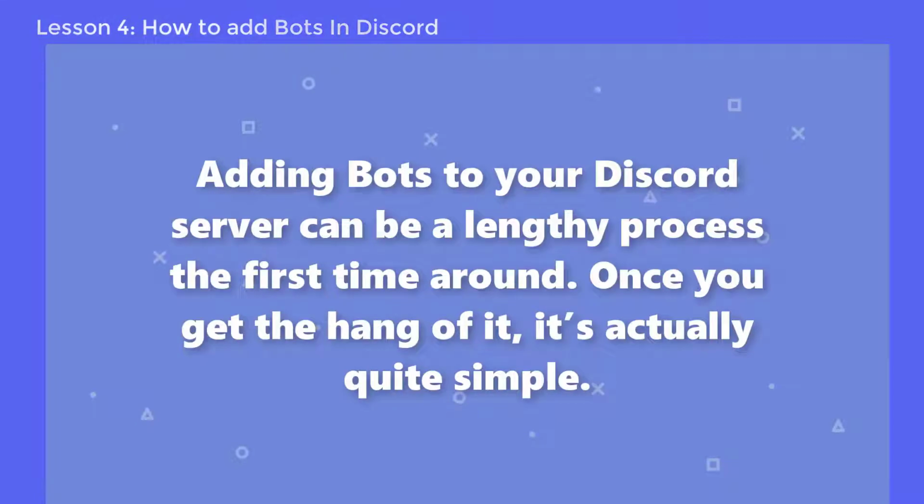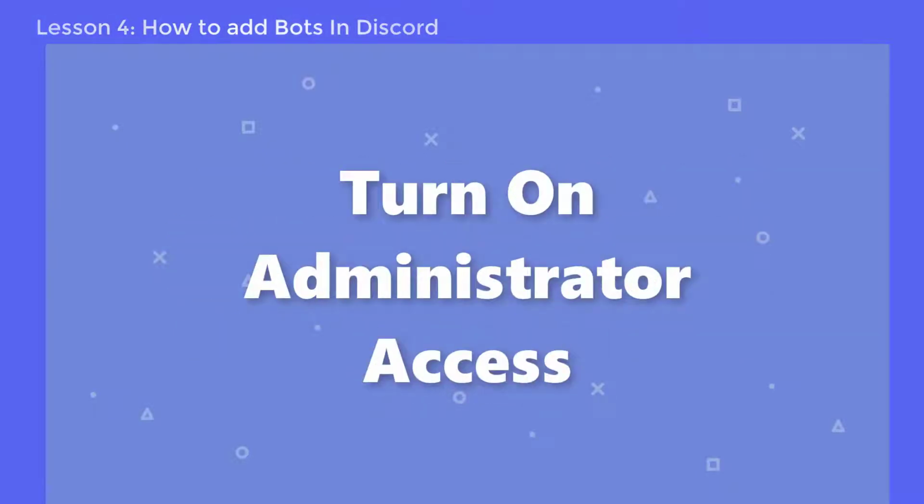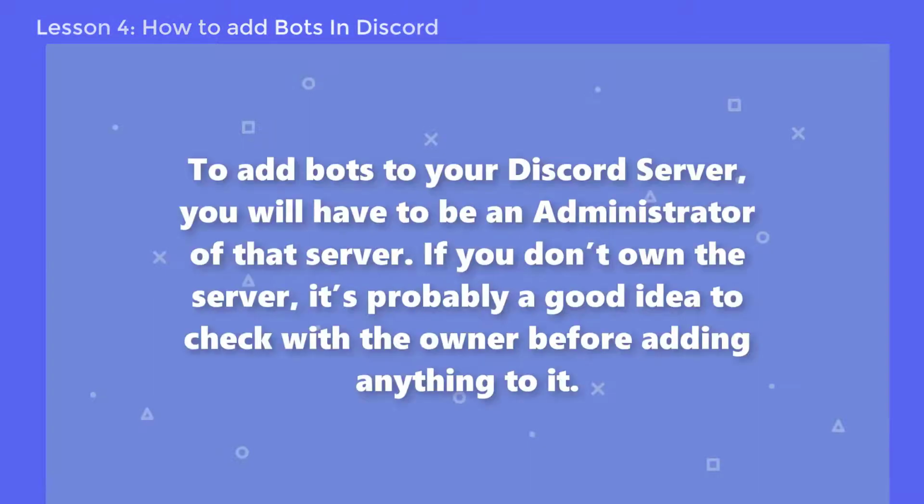Adding bots to your Discord server can be a lengthy process the first time around. Once you get the hang of it, it's actually quite simple. Step 1. Turn on administrator access. To add bots to your Discord server, you will have to be an administrator of that server. If you don't own the server, it's probably a good idea to check with the owner before adding anything to it.